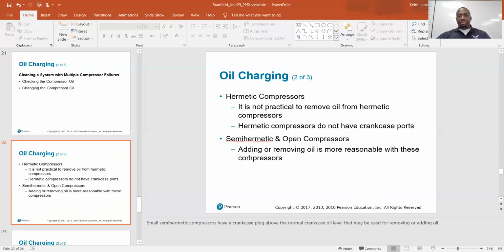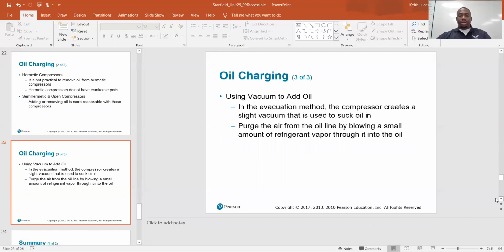Semi-hermetic or open compressors: adding or removing oil is more reasonable with these compressors. So you can absolutely change the oil on both types of systems, and I have changed the oil on a hermetic compressor because it became contaminated, but it's just not something that is often done. Small semi-hermetic compressors have a crankcase plug above the normal crankcase oil level that may be used for removing or adding oil. That doesn't exist on hermetic compressors, but it does on these semi-hermetics.